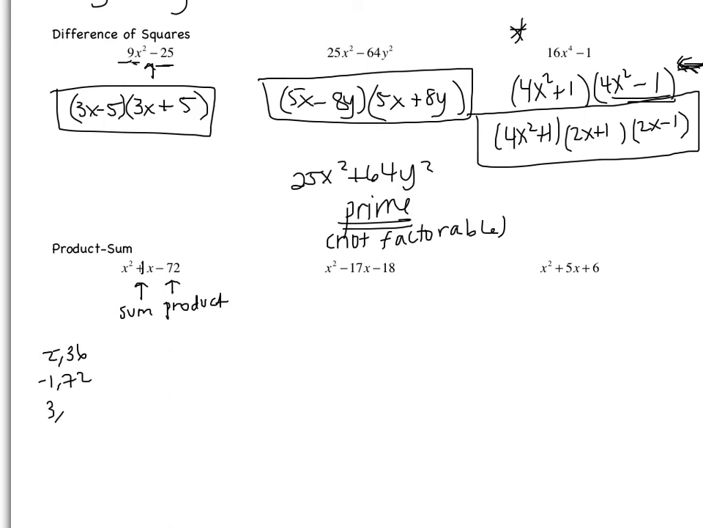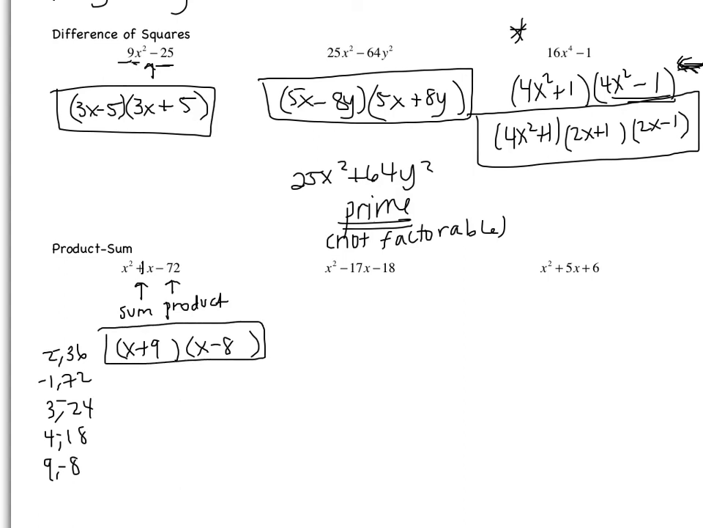3 and 24, if I make one of them negative, still doesn't add to be negative 1. 4 and 18, I make one of them negative, still doesn't make a difference. 5 doesn't go in, so you got to keep doing this. Eventually you're going to get to 9 and 8. Well, if I make it positive 9 and negative 8, those are going to add to be 1 and multiply to negative 72. So now, this factors to be x add 9 and x subtract 8.